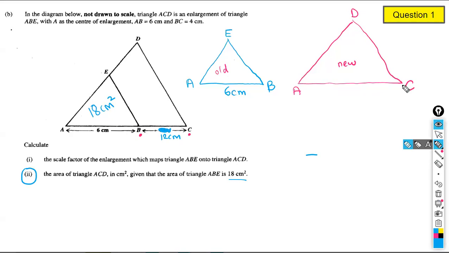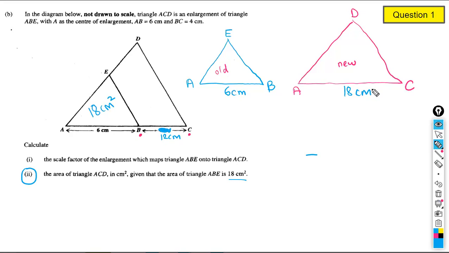Well, what would be the distance from A to C? Akira, correct. Arnish, correct. It would be 18, right? The 6 plus the 12. Who could tell me what the enlargement factor would be in my made-up question?